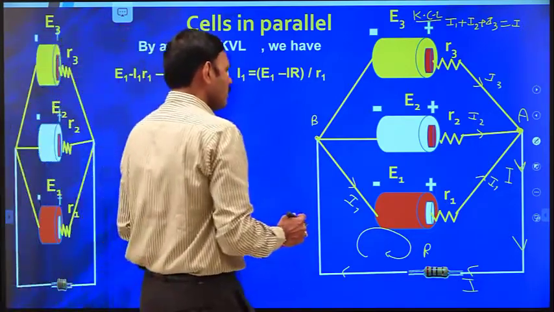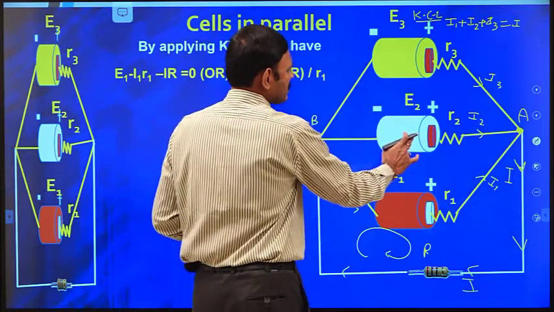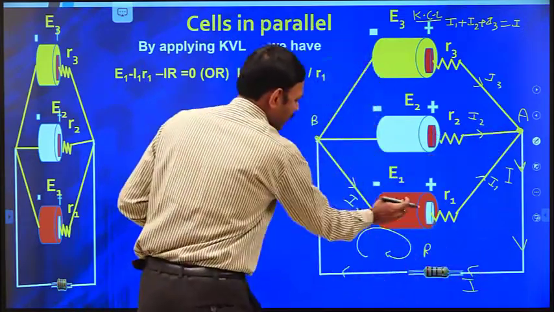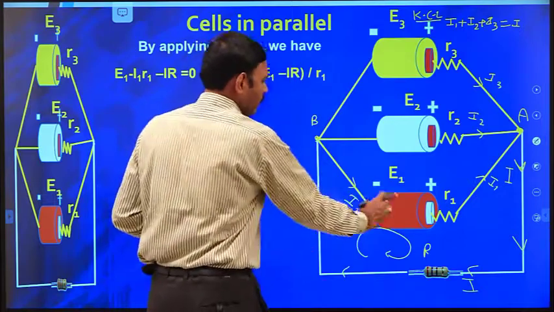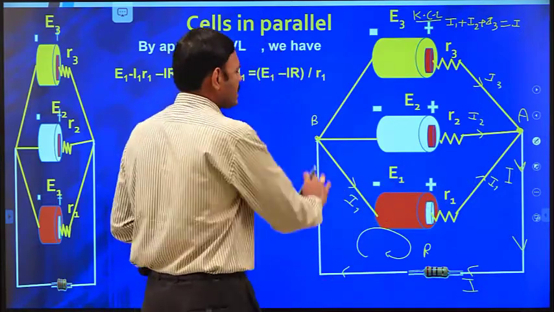Similarly, students, consider B, the second cell, A and the external resistance. Forget about this one for a while and consider only this loop.